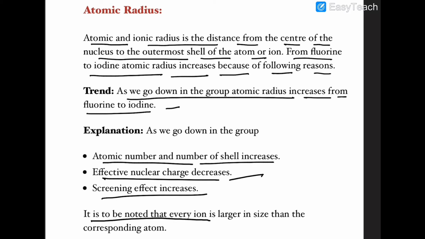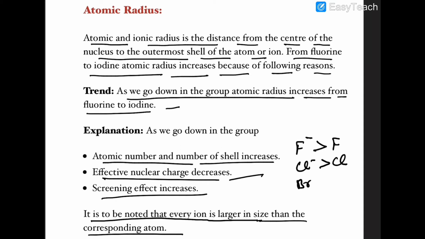It is to be noted that every ion is larger in size than the corresponding atom. What do you mean by that? Fluoride ion is bigger in size than fluorine atom. Chloride ion is bigger than chlorine atom. Bromide ion is bigger than bromine atom. So all these things must be known to you. Are you okay with that? Very much.